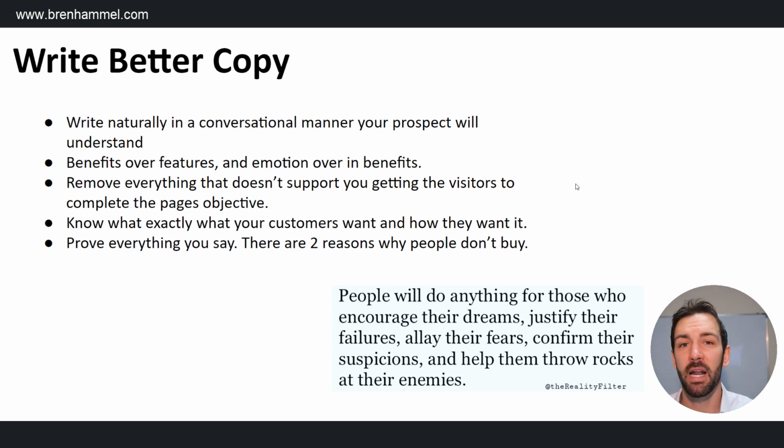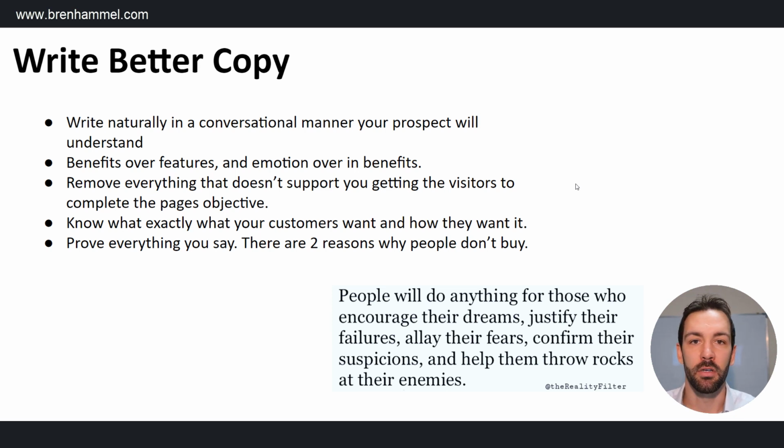Remember also, benefits over features. Features can be a little bit too complex and they don't really impact people's lives. The old analogy is people don't want the drill, they want the hole. So think of it like that. People definitely do buy benefits.